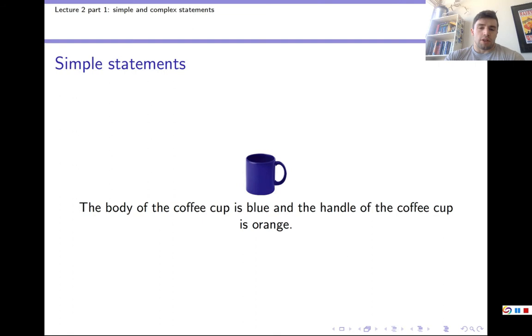The body of the coffee cup is blue and the handle of the coffee cup is orange. Now what do we notice? We notice it's a statement by definition 3 from the last slide because it makes a definite claim. In fact, it makes two: that the body of the coffee cup is blue, which is a definite claim because it contains a referring and a characterizing expression, and that the handle of the coffee cup is orange, which is a definite claim for the same reason.